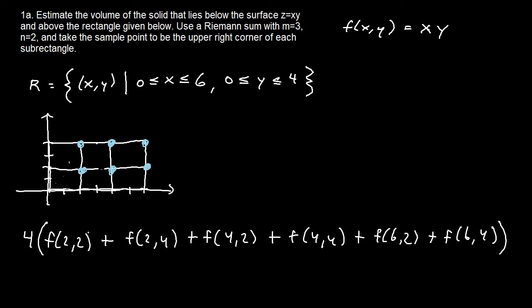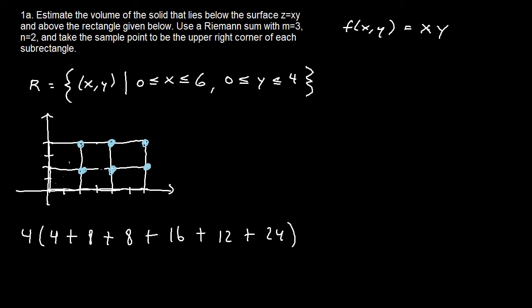So f of 2, 2 is going to be 4, plus f of 2, 4, so that's going to be 8, plus f of 4, 2, so 4 times 2 is 8 as well, plus f of 4, 4, so that's 4 times 4, which is 16, plus f of 6, 2, so 6 times 2 is 12, and then finally plus 6 times 4, which is 24. If I add all these up, we get 4 plus 8, 12, 12 plus 8, 20, plus 16 is 36, plus 12, 48, and then 48 plus 24 gives us 72. So then 72 times 4 is 288.